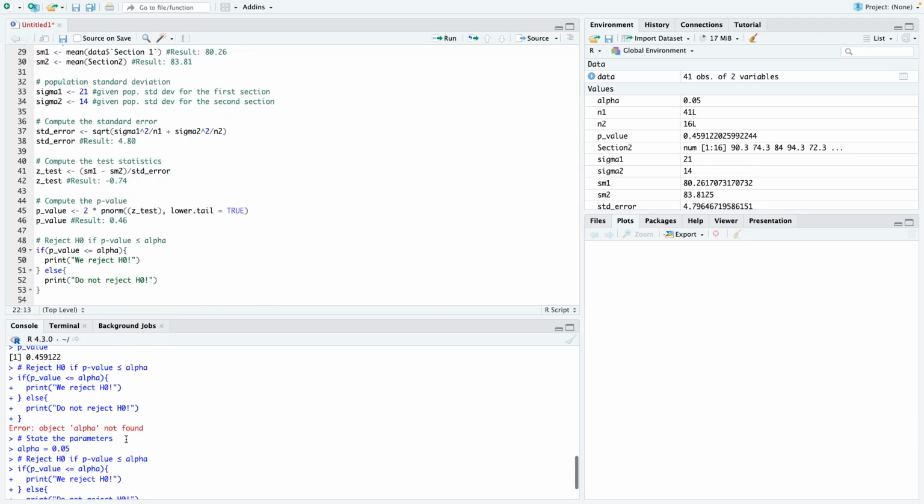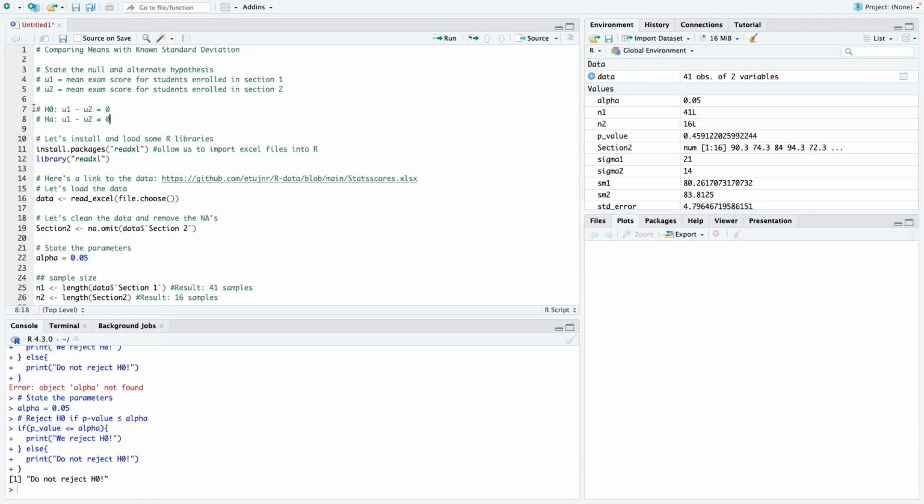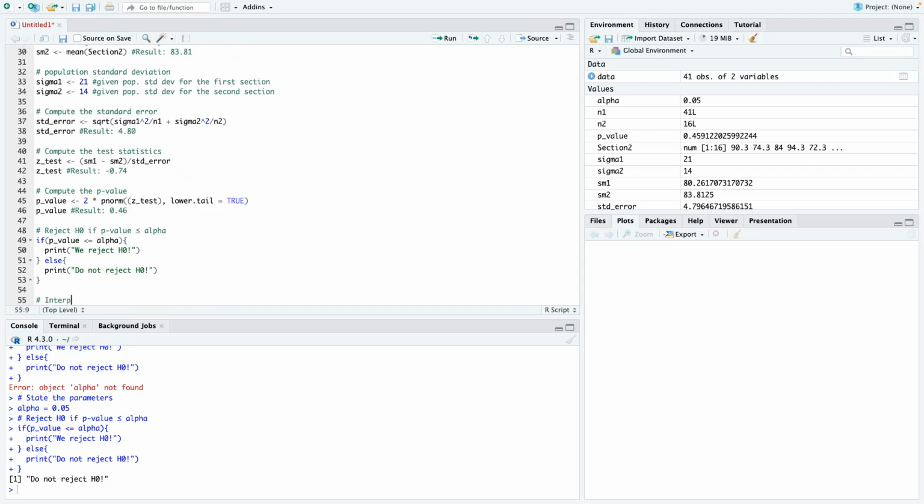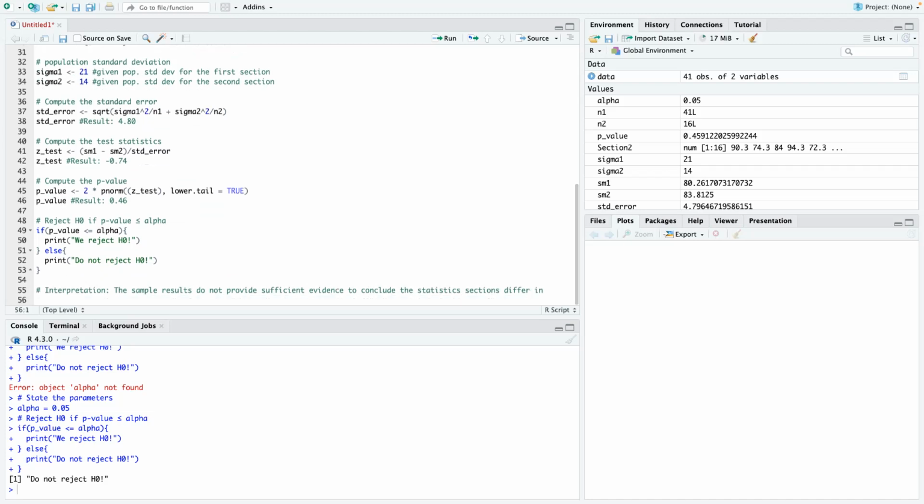So when we say do not reject, that means if we come back to our hypothesis here, this one is true and this one is false. So basically mu1 is equal to mu2. I also like to put an interpretation of what that means, which is the sample results do not provide sufficient evidence to conclude the statistics sections differ in quality. So basically the education quality in the two stats class sections is the same. That's what that is telling us.